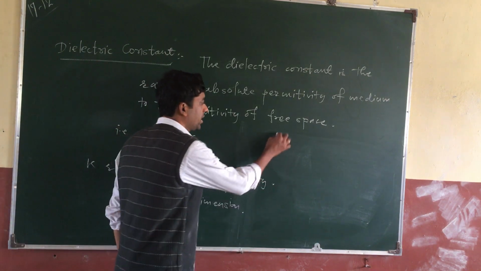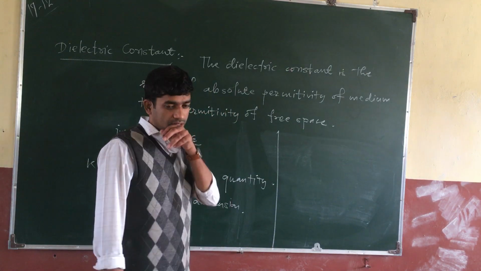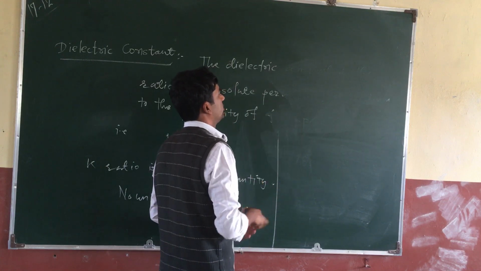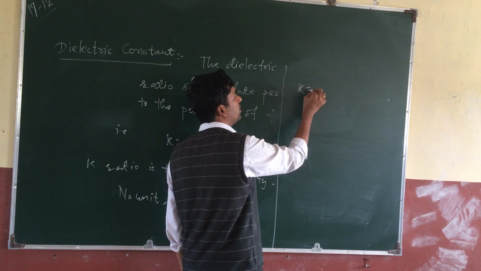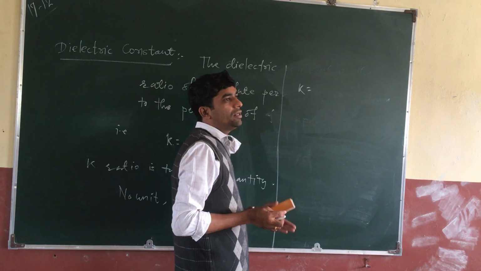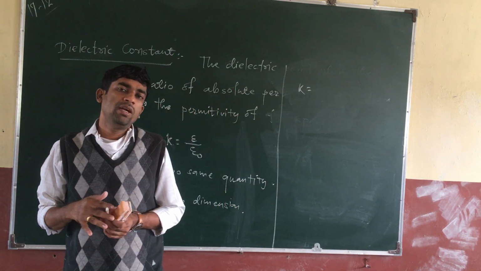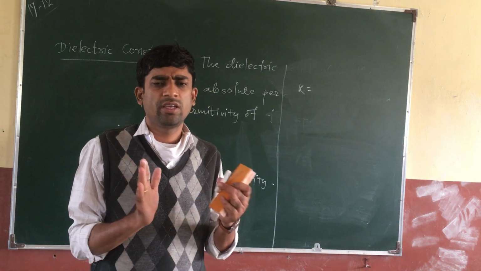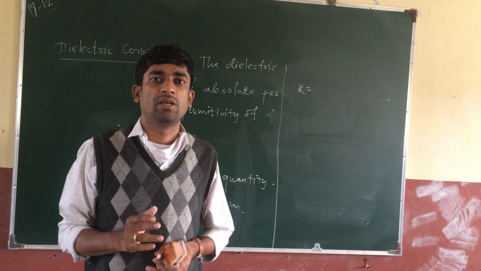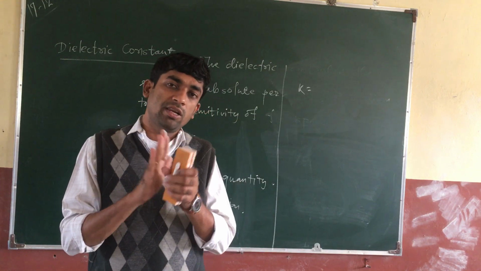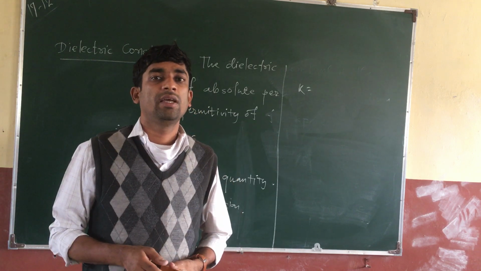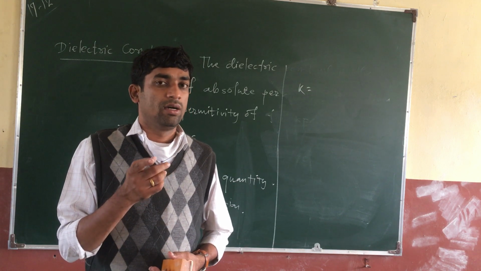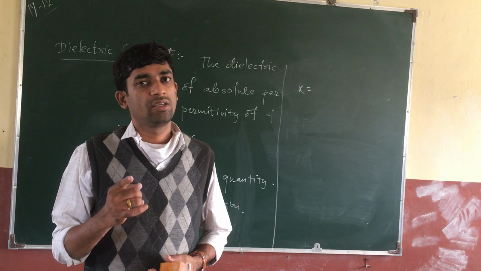You can also do this. You can define dielectric constant as the ratio of the capacity of a capacitor when it is filled with vacuum, where there is nothing between the two plates of the capacitor, and when you place the dielectric material between the two plates of the capacitor. That ratio is known as the dielectric constant. You have learned this in your 12th class.